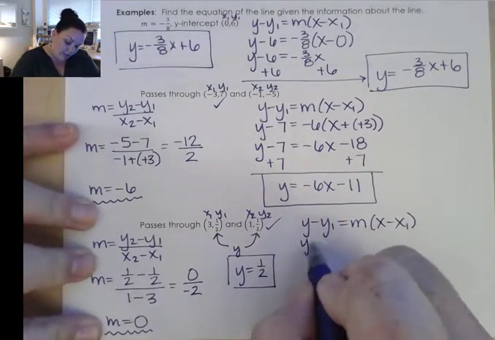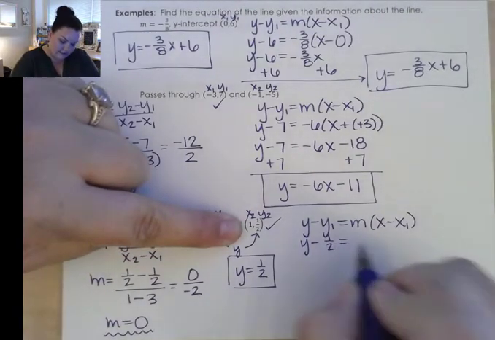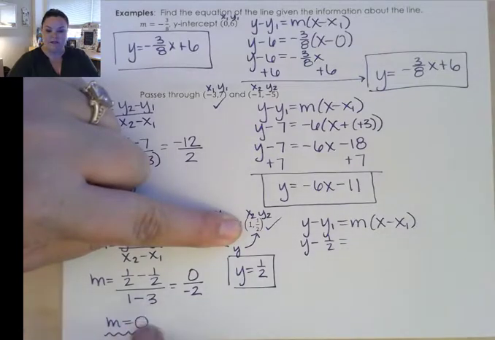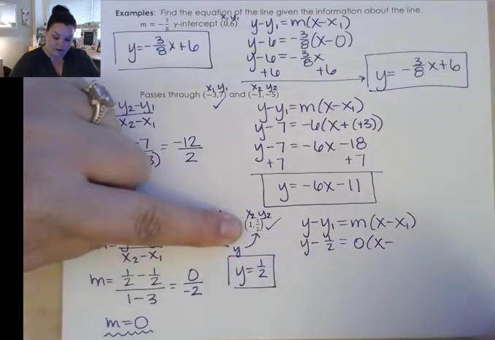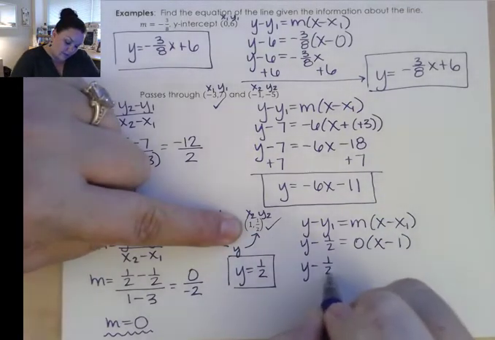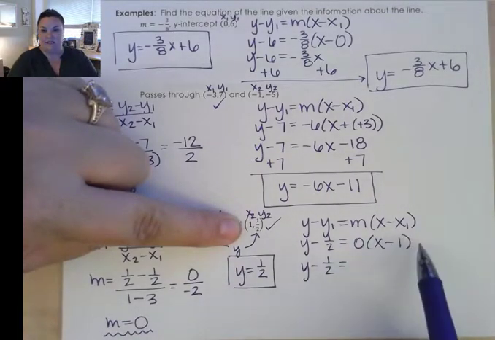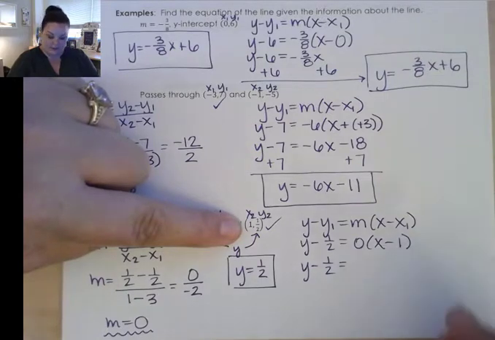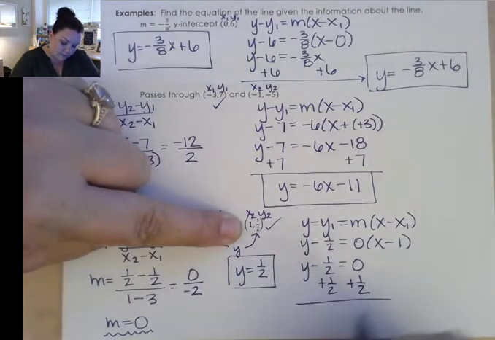So we do y minus the y of the point that I chose, which is 1/2, is equal to our slope, which we just calculated down here to equal 0, times x minus the x value of that point, which is 1. Okay, so I end up with y minus 1/2 equals, notice if I distribute this 0 in, 0 times anything is 0. So this whole side just becomes 0, right? And then I need to move my 1/2 to the other side by adding. So I end up with y is equal to 1/2.